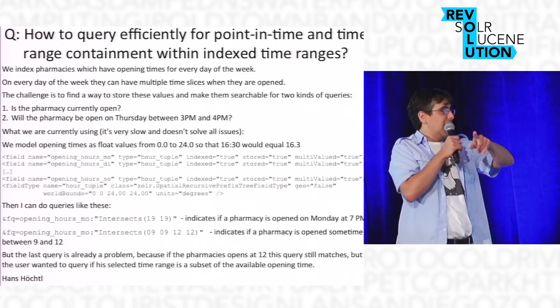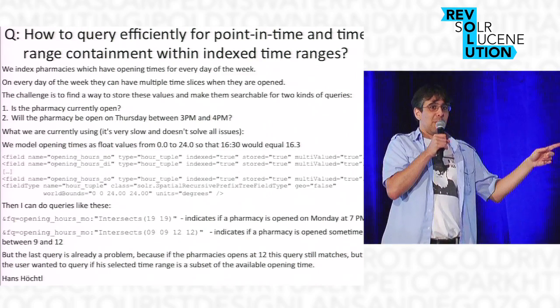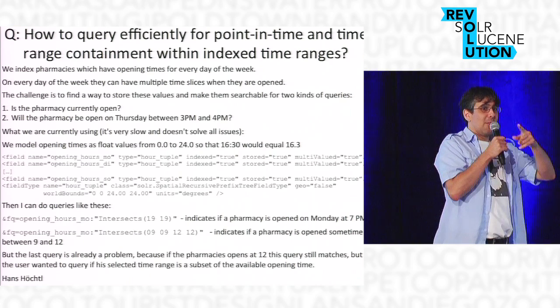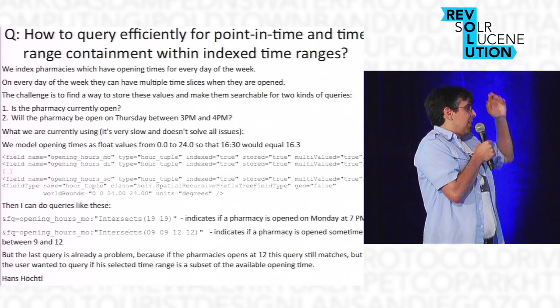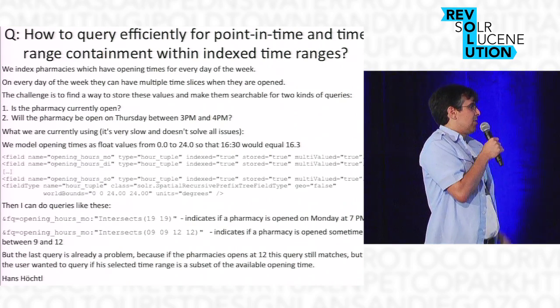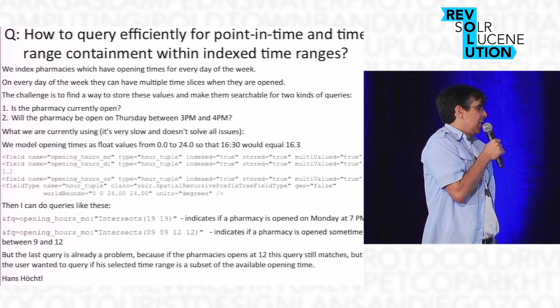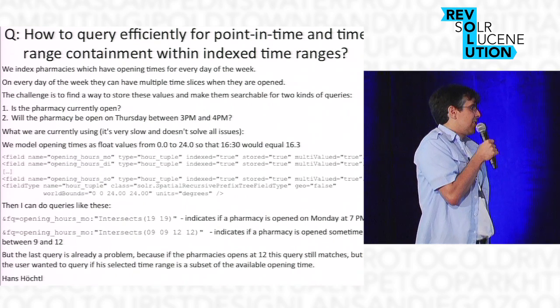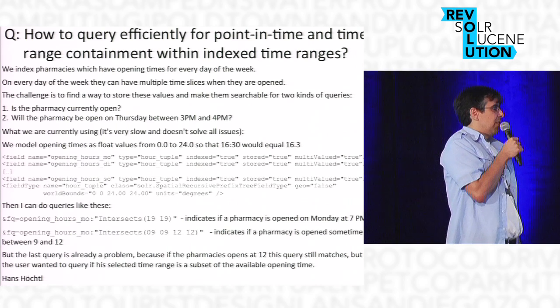You're my backup. So now I'm going to read why this doesn't work for the guy, and then I'm going to probably go to you for help if I have to. The last query is already a problem because if the pharmacy's open at 12, this query still matches, but the user wanted to query if his selected time range is a subset of the available opening time.